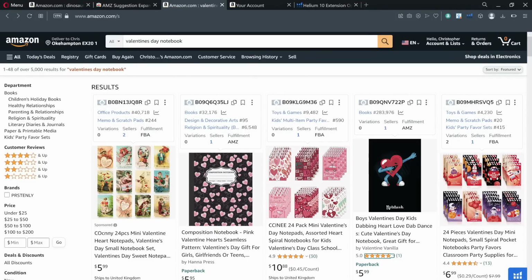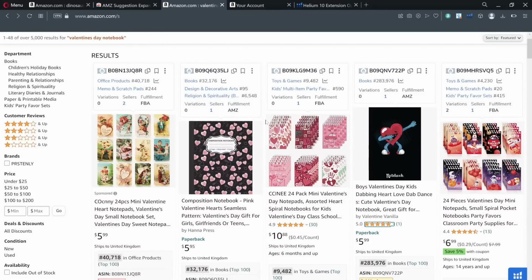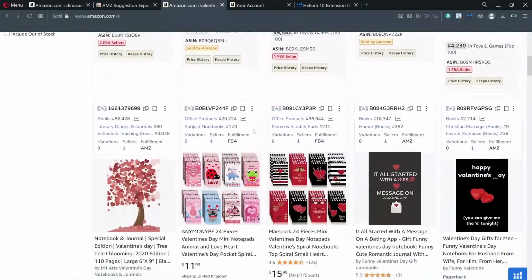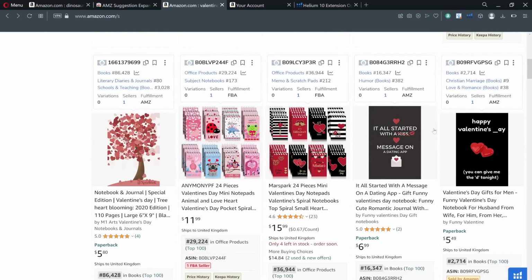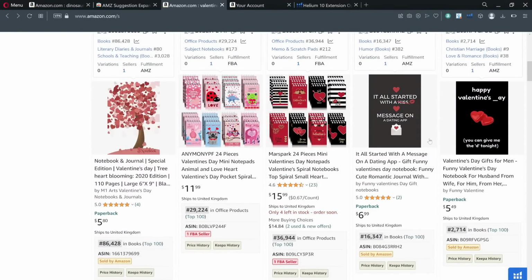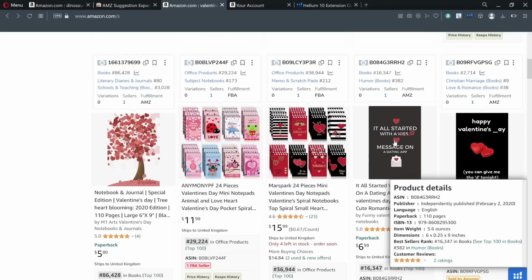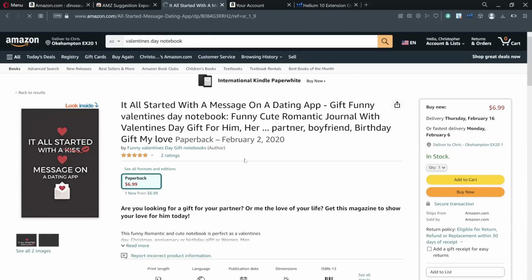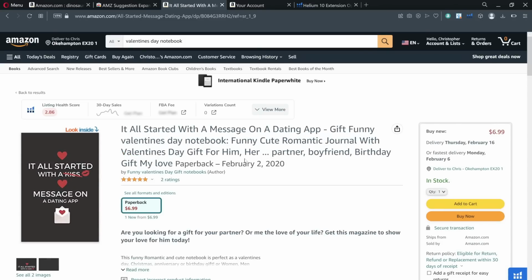So let's say this was a couple months ago and the BSRs were all terrible for Valentine's Day notebooks. What we could have done is search for a book that's competition, maybe over a year old. So let's try and find this one here, which was February 2020. Okay, so let's go into this one and see what was happening during Valentine's Day, that sort of period, how well this book was selling. When we do that, we can determine whether it's going to be worth us getting into this niche early as well.